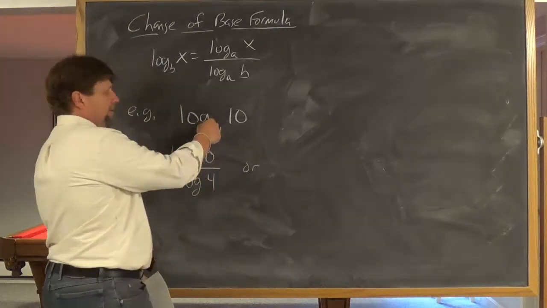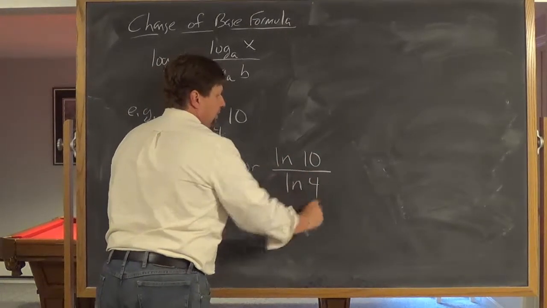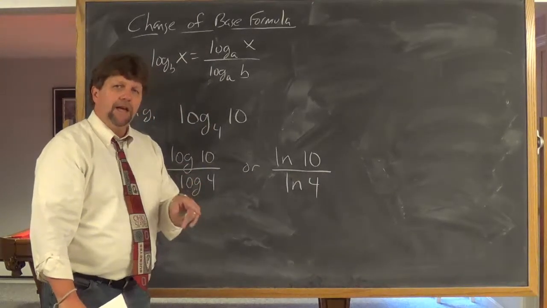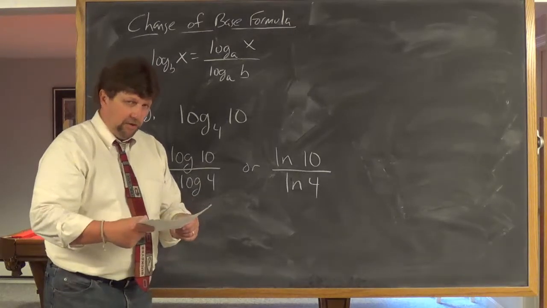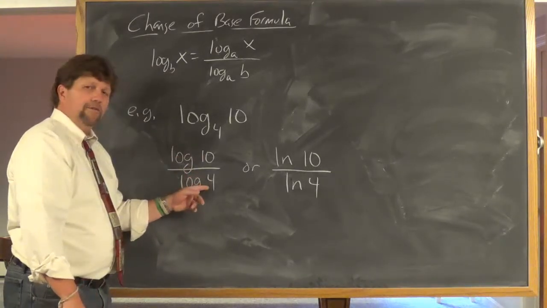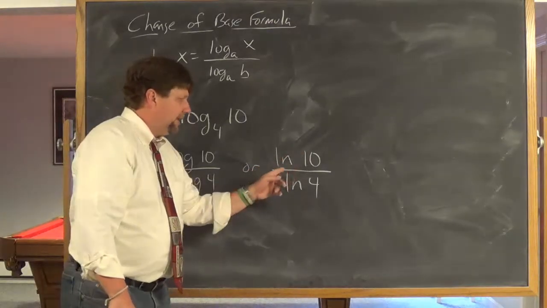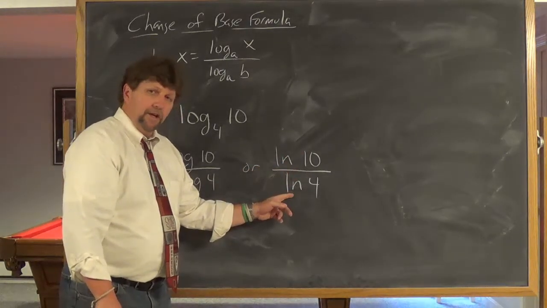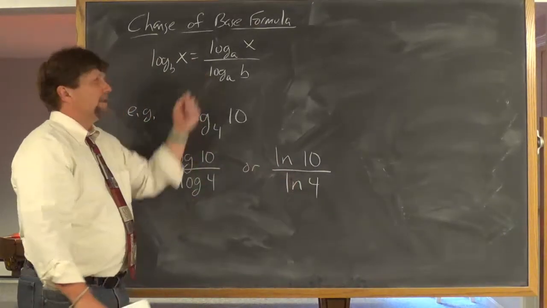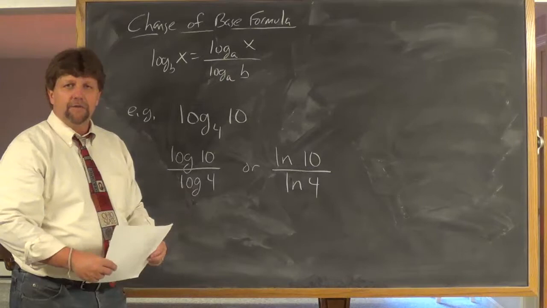Or I could have rewritten this as the natural log of 10 divided by the natural log of 4. Again, I picked natural log because I see that it's a button on my calculator. And so what I'll ask you to do is, if you use your calculator and you do log 10 divided by log 4, you're going to get a decimal. If you do natural log 10 divided by natural log 4, you're going to get the exact same decimal as you do here. You have to get the same thing. That's what the change of base formula says. And that's pretty much it for the change of base formula.